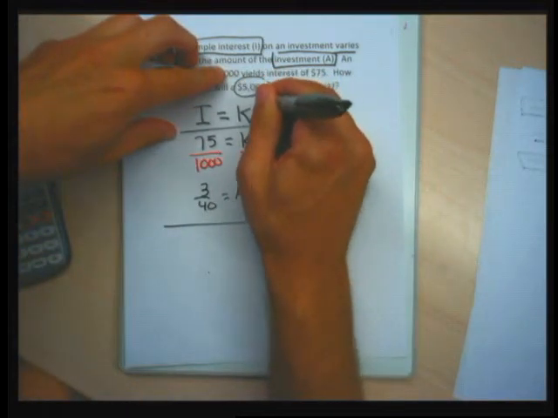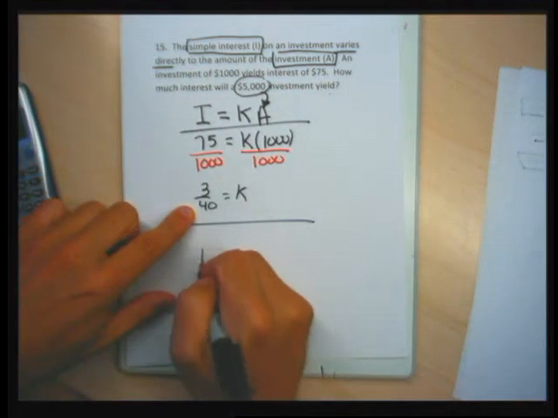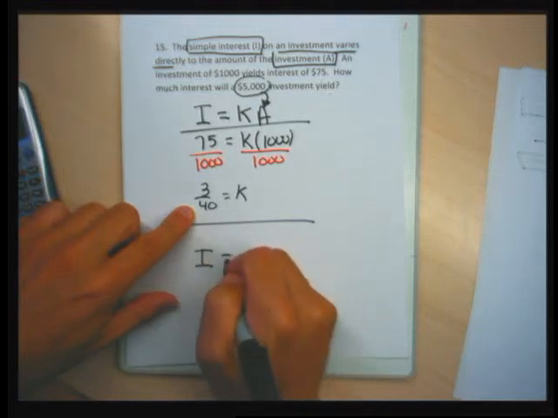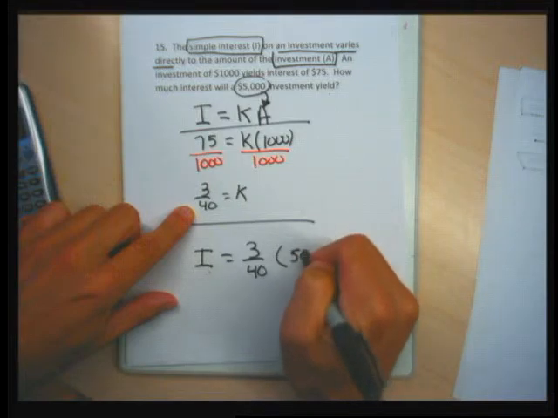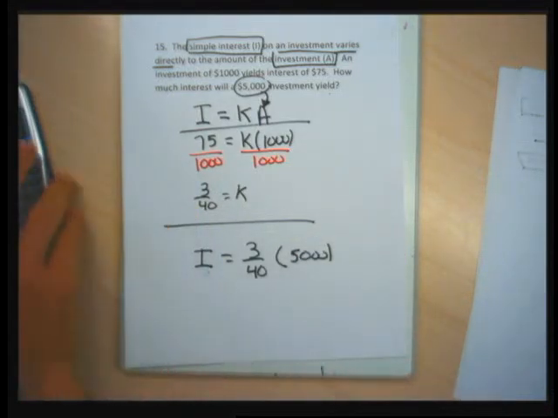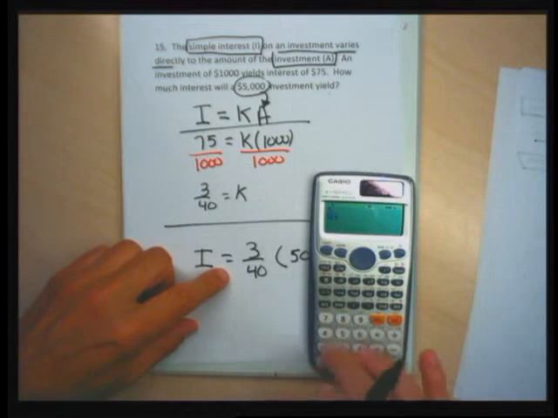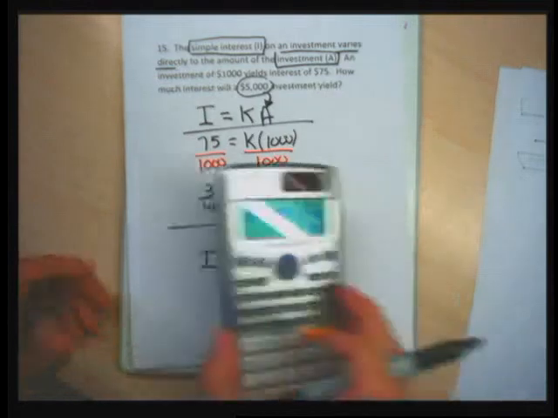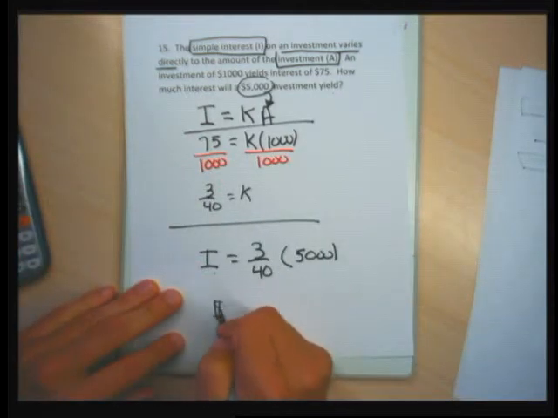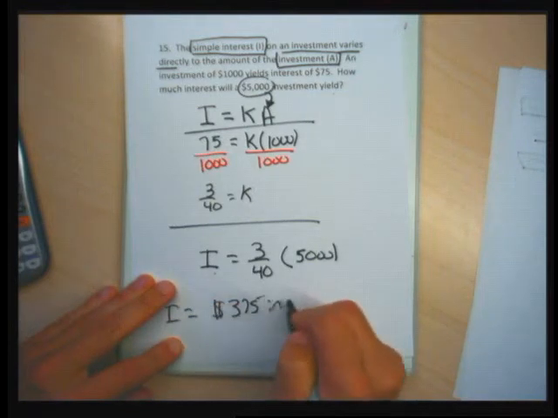It's the amount of the investment. I'll plug it in for A. And I'm also going to plug in 3 over 40 for k. So I'm going to go the amount of the interest equals k, which is 3/40, times the amount of the investment, which is $5,000. I'll just do this on my calculator. So I'm going to go fraction 3 over 40 times 5,000. That's going to tell me the amount of interest, and I get $375. So I equals $375 in interest.